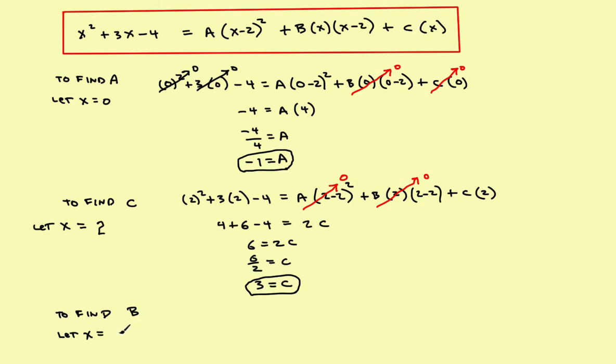Now, the rule of thumb is this. Let it be the simplest thing you can get. If you wanted to, you could let it be 34. But why work with a big number when you can work with a smaller one? So the smallest number I can think of here would just be let X equal 1. That's the simplest number that's not either a 0 or a 2. And if you do that, and then also go ahead and plug in the value for A and plug in the value for C.